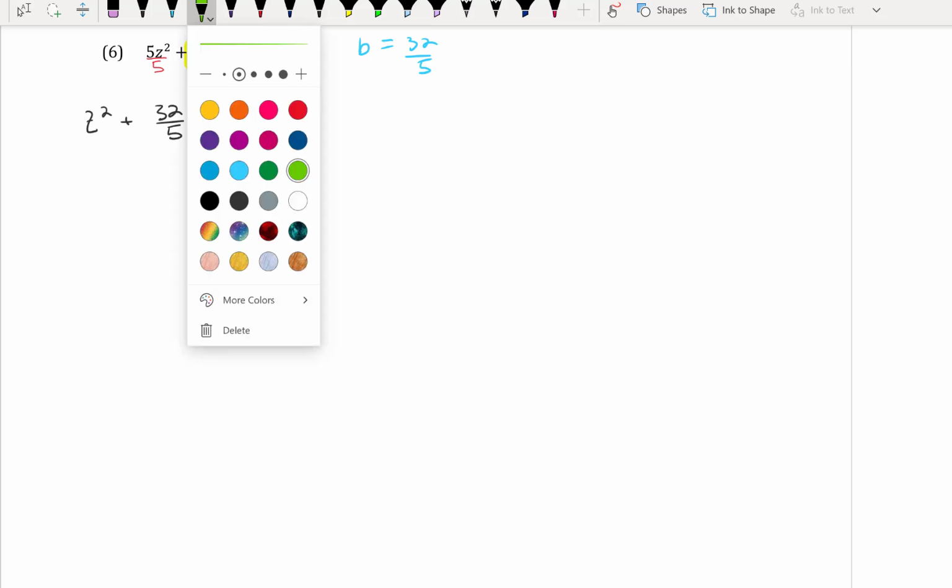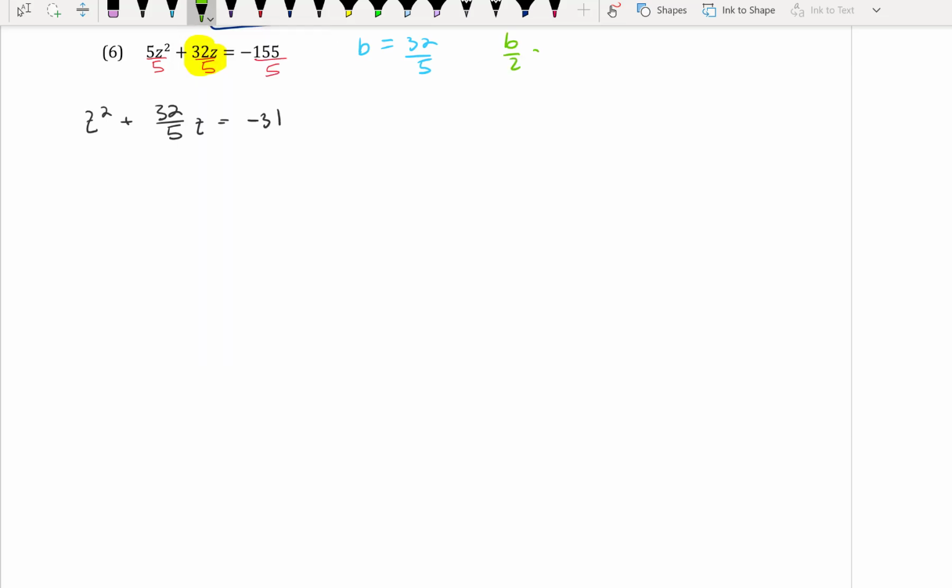So when I divide that by 2, so I'm going to have my 32 over 5. And then after that, I'm going to divide that by 2, which gives me a 16/5. And if I were to square that value, well, 16 times 16 is 256, and 5 times 5 is 25. So now I have my outline.